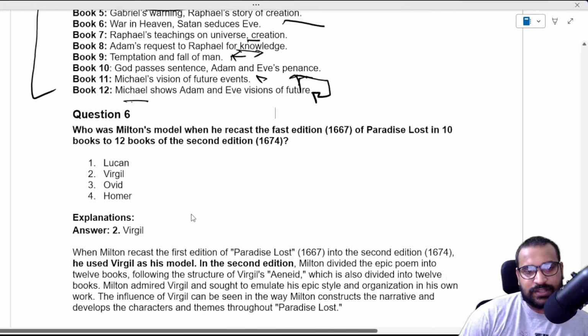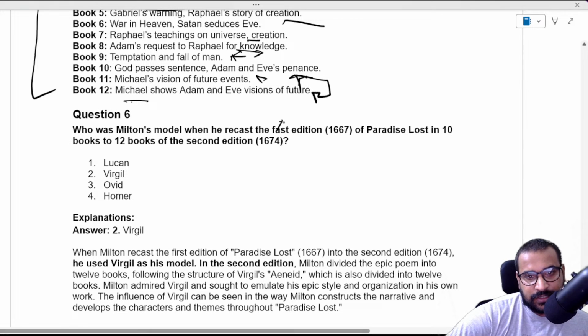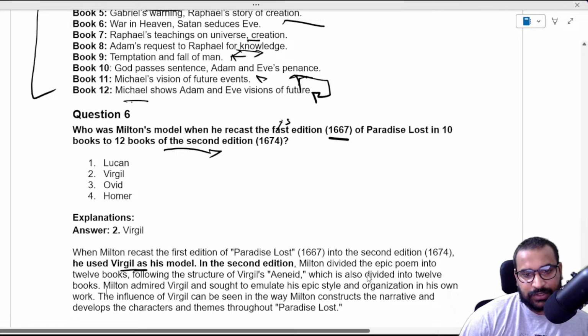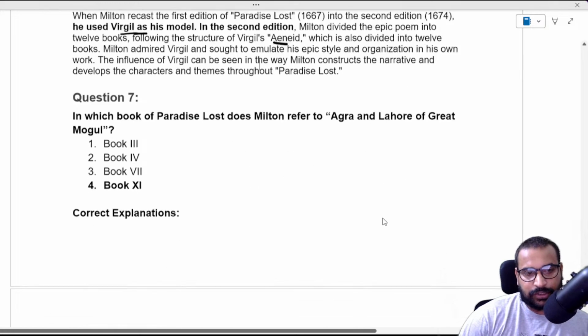And who was Milton's model when he recast the first edition in 1667? Paradise Lost in 10 books and 12 books of the second edition. So, as we know, he actually followed the model of Virgil's Aeneid. Very important that you should remember Aeneid. We already talked about it.